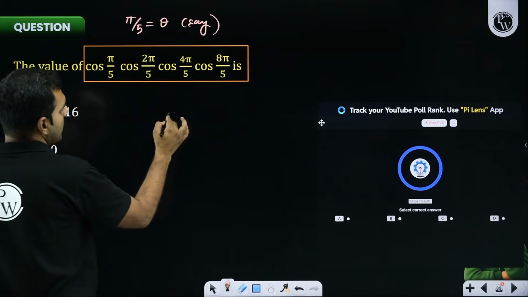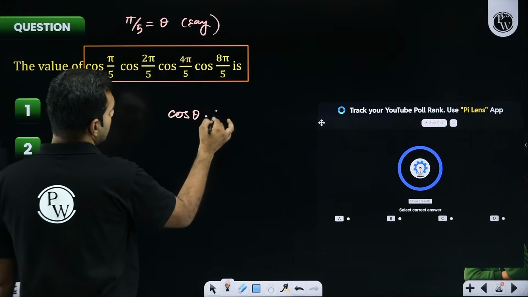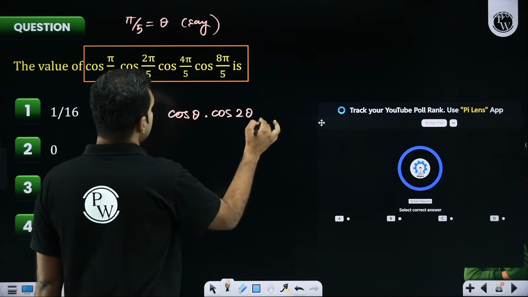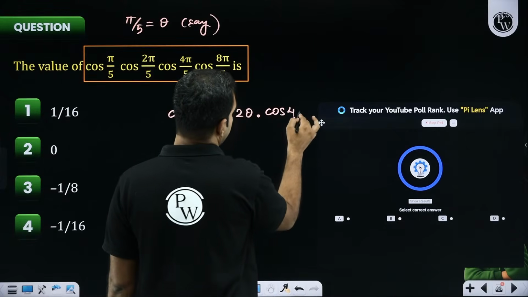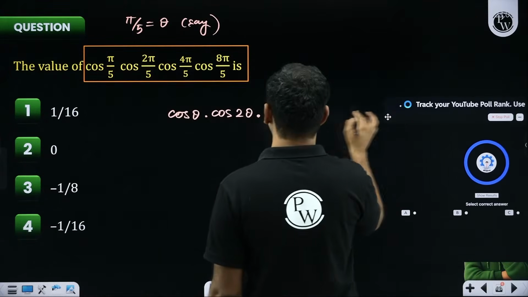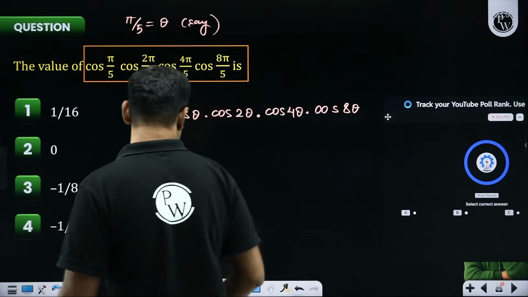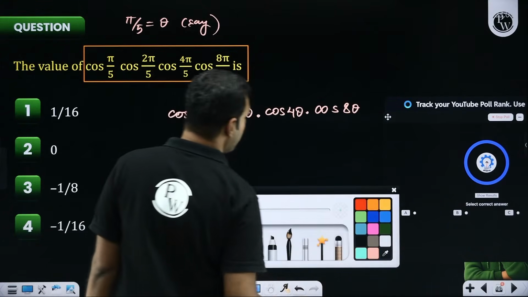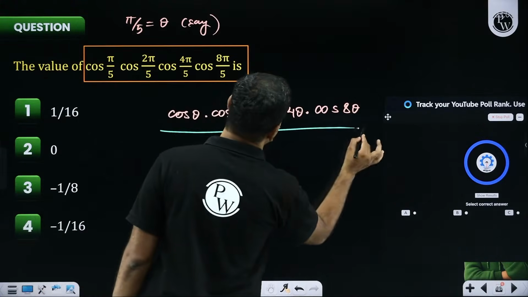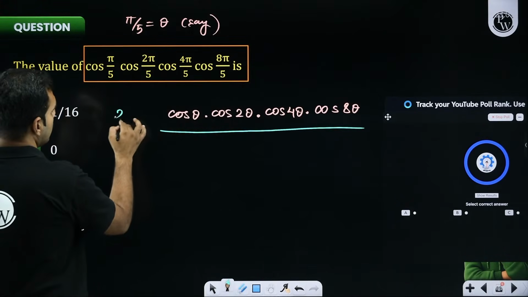Is that okay? So this is cos theta. This is cos 2 theta. This is cos 4 theta. Then the next thing is cos 8 theta. Correct me if I'm wrong. Right? So to solve this, what I do here is multiply it by 2 sin theta.